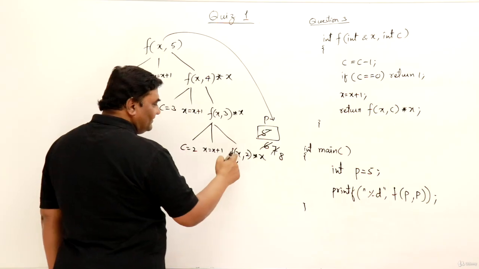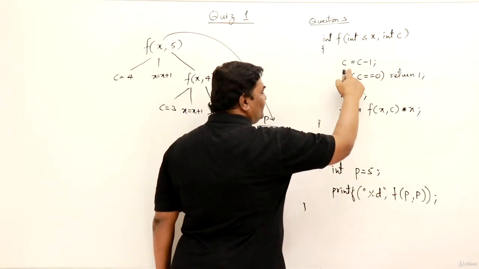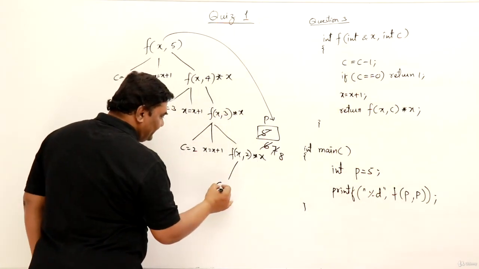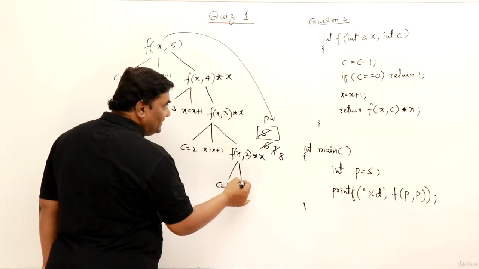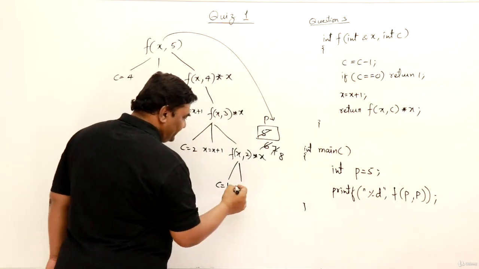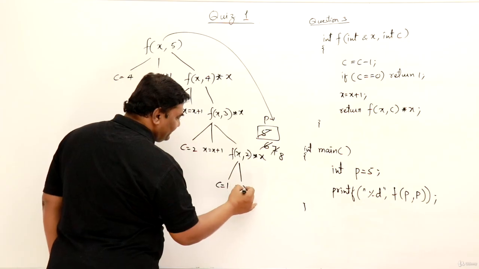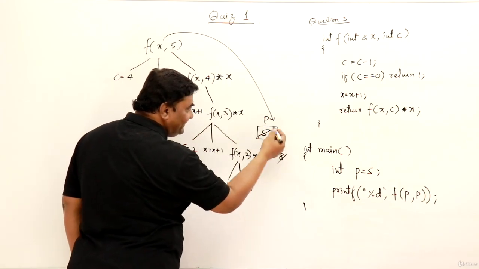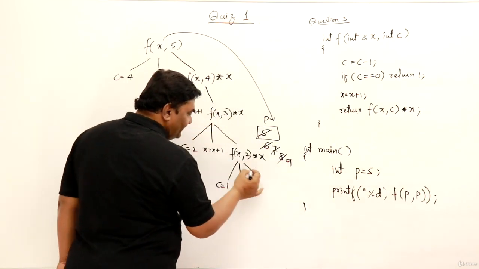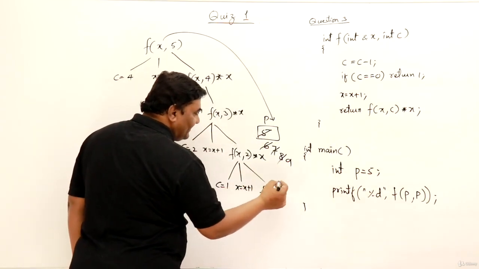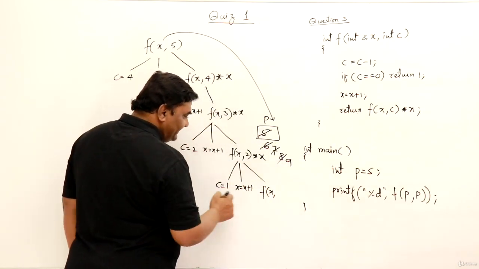Then again call. So x comma 2, assign 2 minus 1. So c becomes how much? 1. Is c equal to 0? No, not 0. Then enter inside, x assign x plus 1. So x becomes how much? X assign x plus 1. So this x is nothing but p only, right? You remember? 9. Then again call itself by passing x comma c is how much?